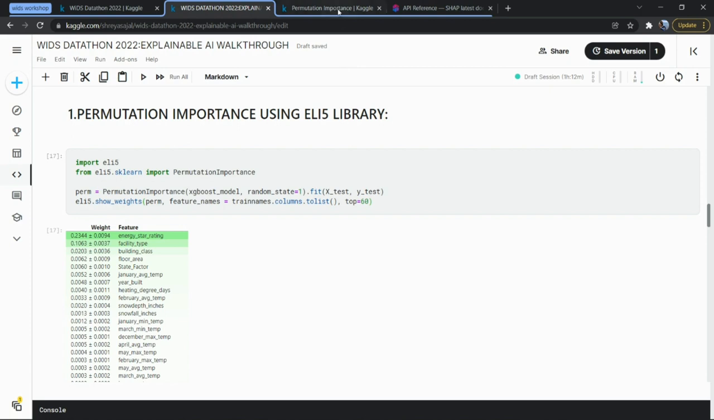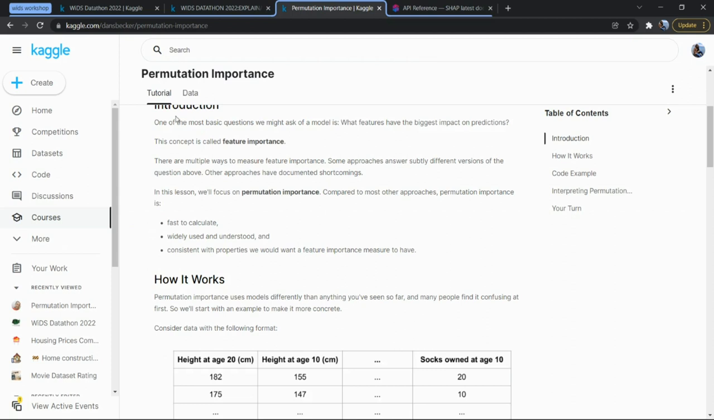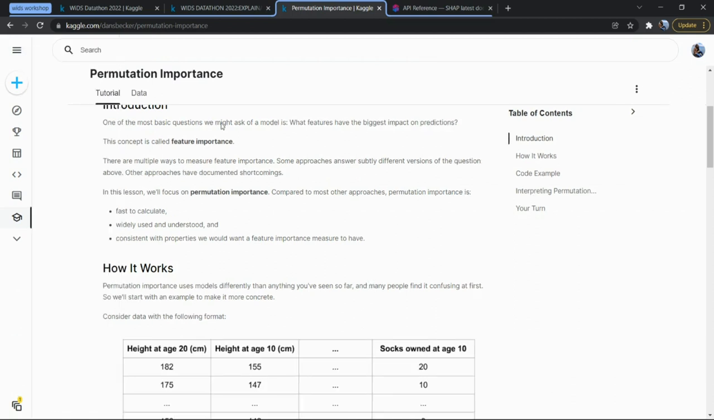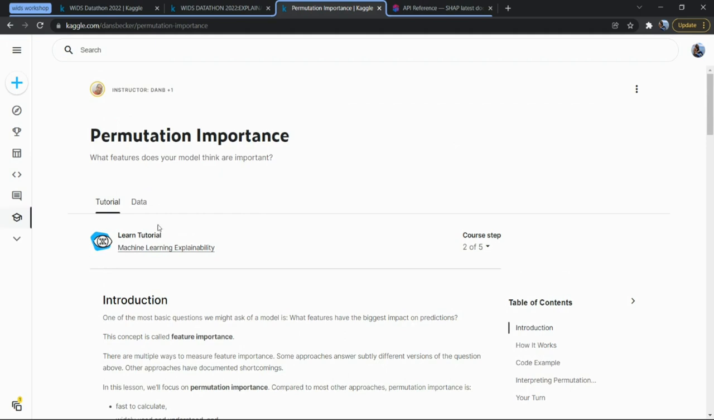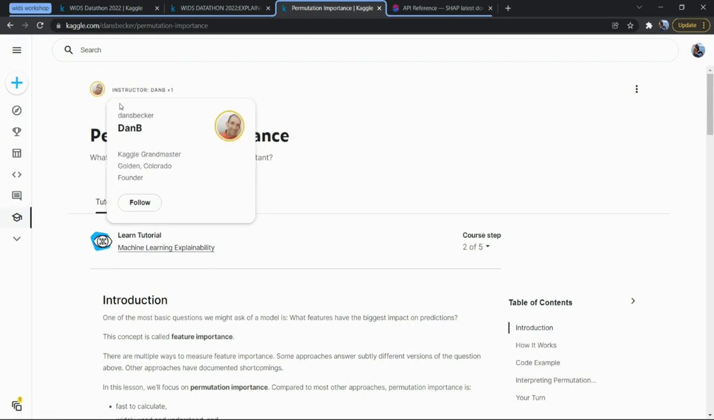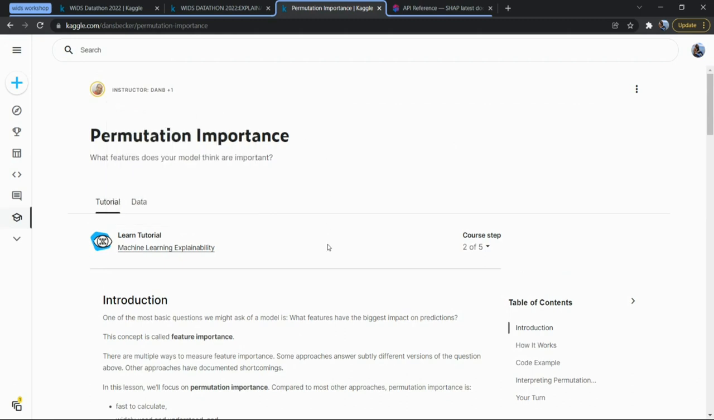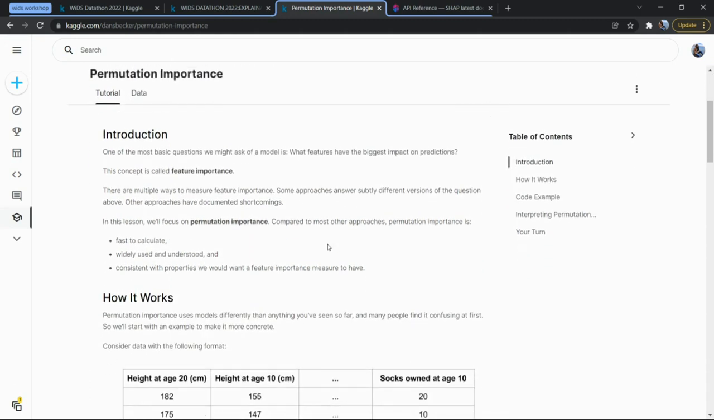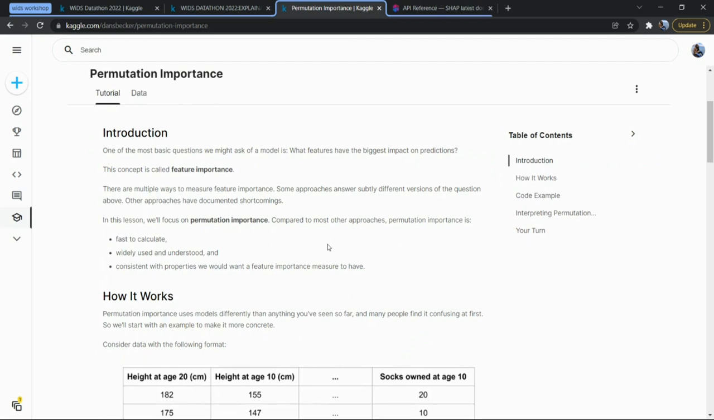So moving to the permutation importance, we have this very good notebook in the Kaggle course on explainable AI, by Kaggle Grandmaster Dan Becker. We can see the question: what features have the highest impact on the predictions? This is the question that permutation importance will answer. That is, it will give the feature importance of the different features of the data set that your model is trained on.